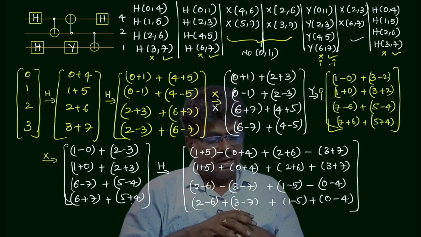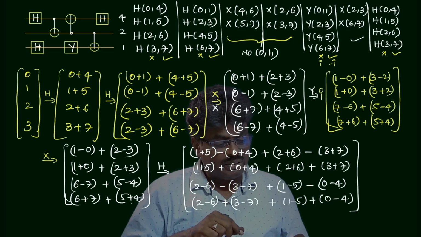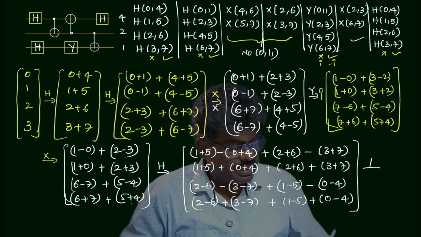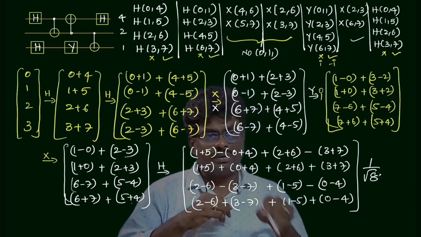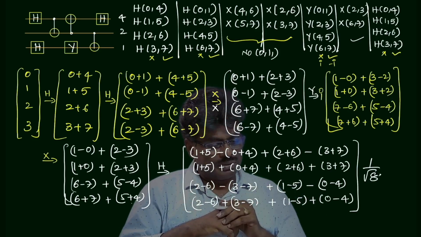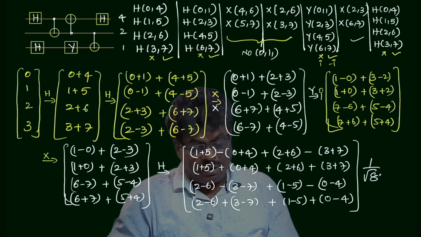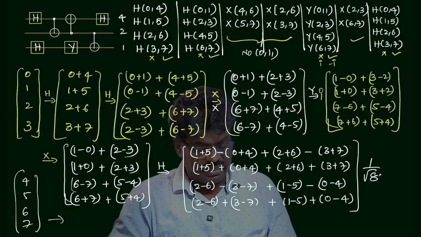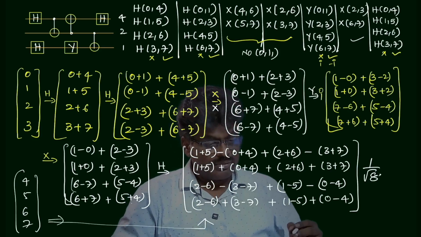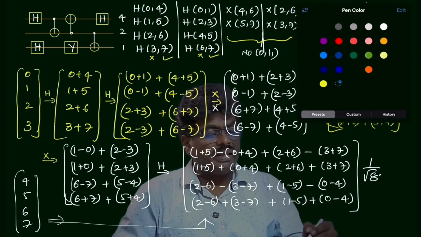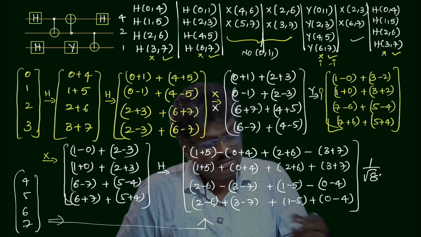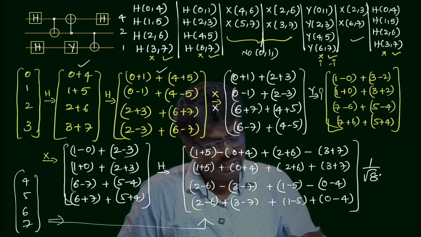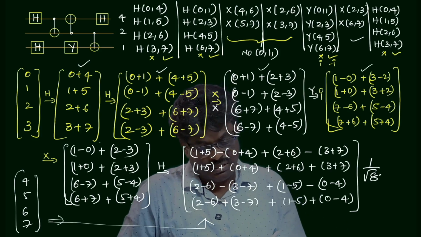That's it. And the normalization constant: 1, 2, 3, 4, 8 states are there, 1 over root 8. It's not surprising. 3 Hadamards are there, 1 over root 2, 1 over root 2, 1 over root 2. So you got 1 over root 8. And next, if you want to get this 4, 5, 6, 7, if this is the initial state, then what is the final state? You need not do it again. This is the advantage. And here this sign will change, this one will change, this one will change, here change will come, here change, here.